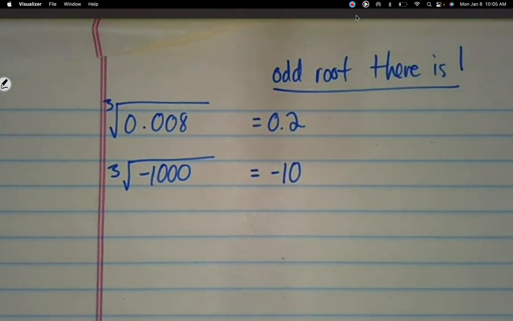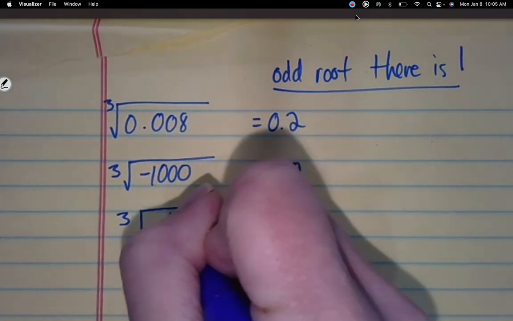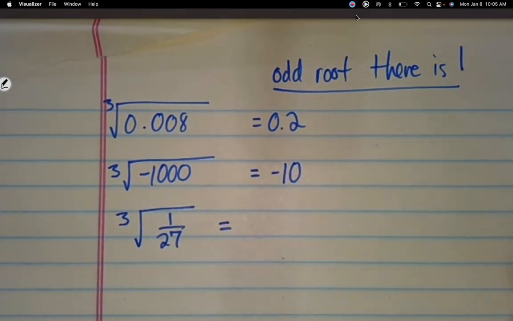Any questions so far? Again, our rule: if it's an odd root, there's one answer. If it's an odd root, there is one answer. Your calculator's going to get it right. Last, the cube root of 1 over 27. Well, the cube root of 1 is what?